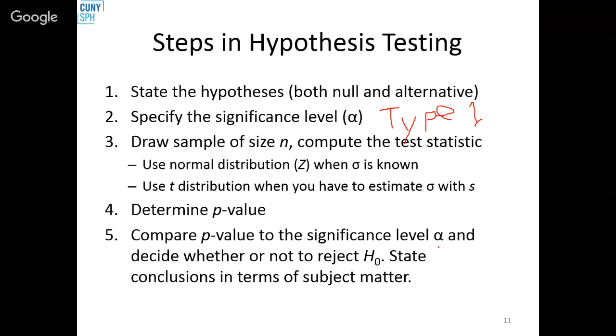And finally, state these conclusions in terms of your subject matter. Like you saw in the conclusions of that paper, where rather than just saying we rejected the null hypothesis, or we accept the null hypothesis, they put it in terms of the subject matter and say this intervention was not effective at reducing the rates of malaria or increasing educational attainment.